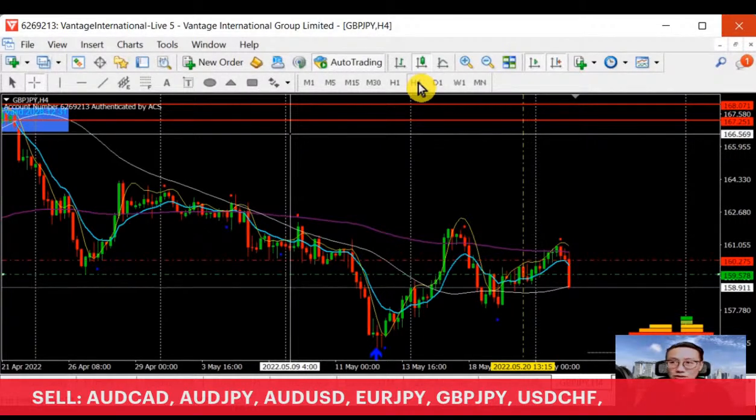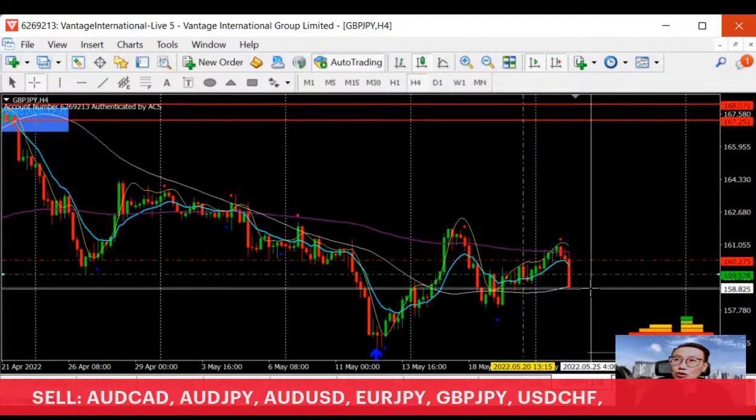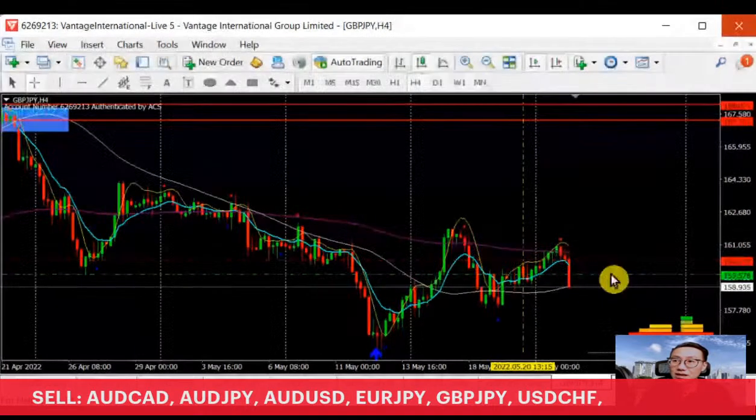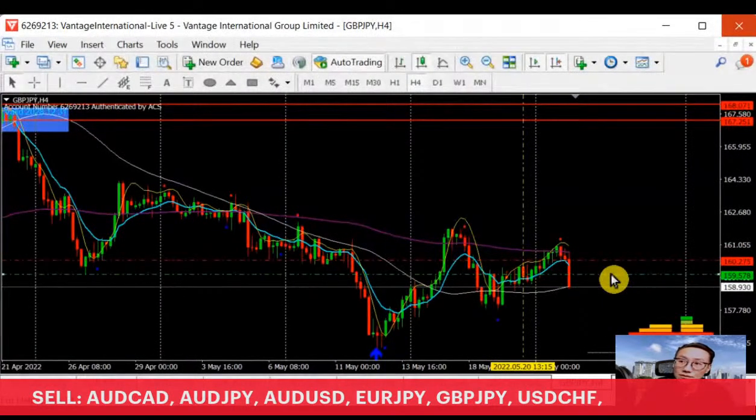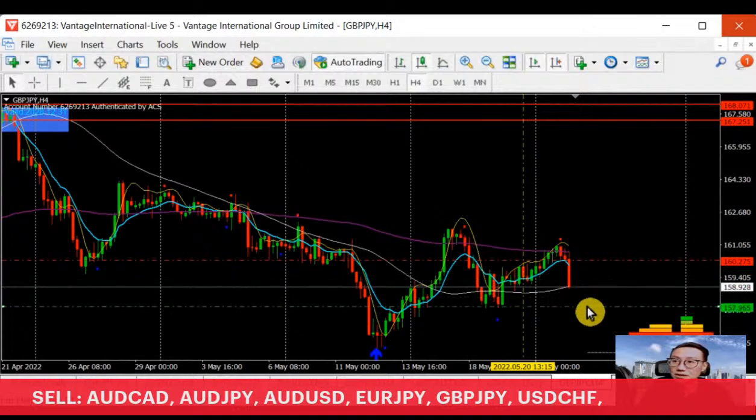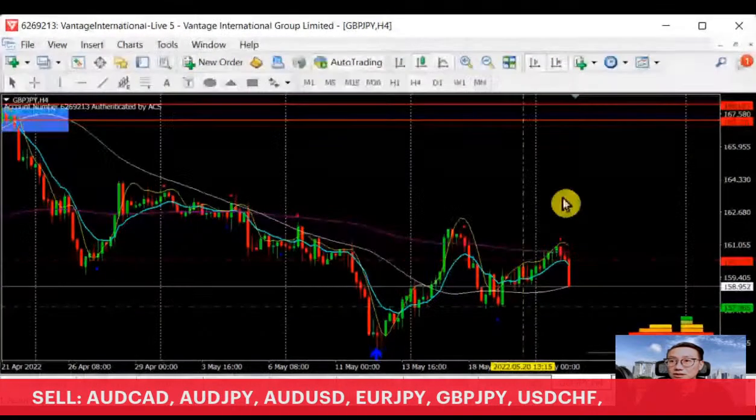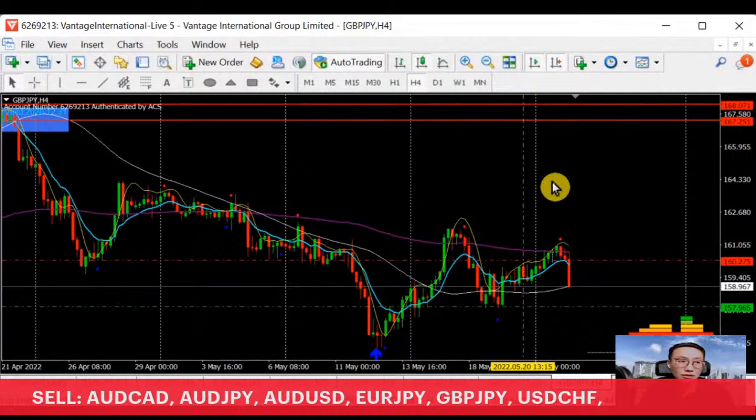Okay, but of course today we have achieved the target. By reading this support over here, this will be the target that we're looking at. You can see this is all the support area, and this is all the resistance area. This is how I plot it out.